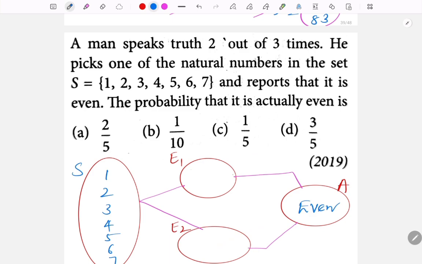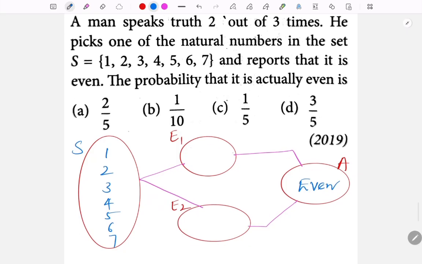Your choice, it's not different. First one I am taking even. How many even numbers are there? For the first choice: 2, 4, 6. Write down those possibilities: 2, 4, 6.